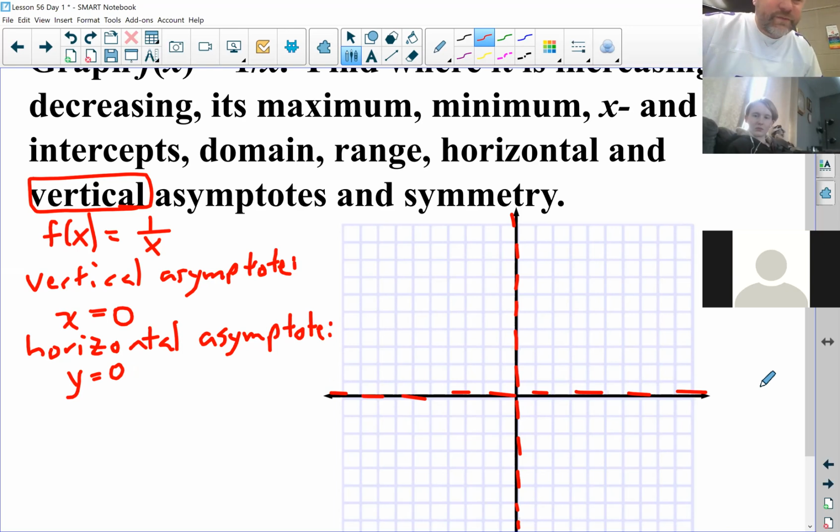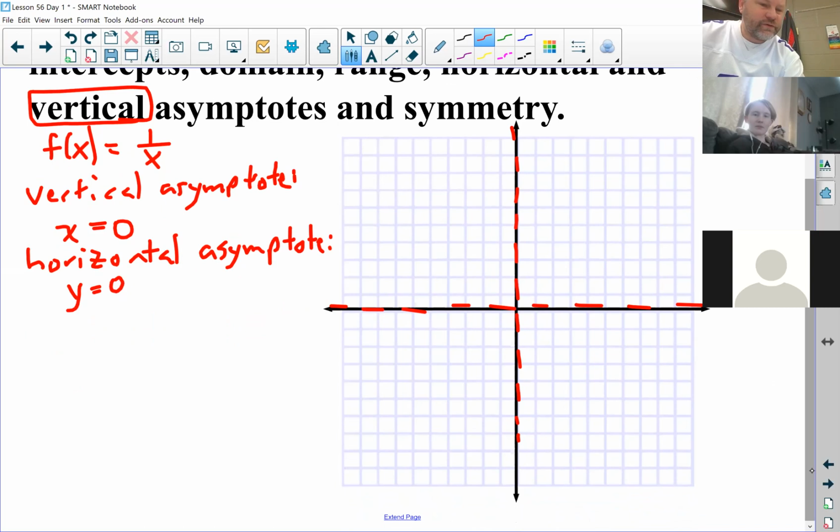For things like maximum and minimum, well, we see we have asymptotes on the X and Y axis. So will we ever cross the X and Y axis? So in this case, no.